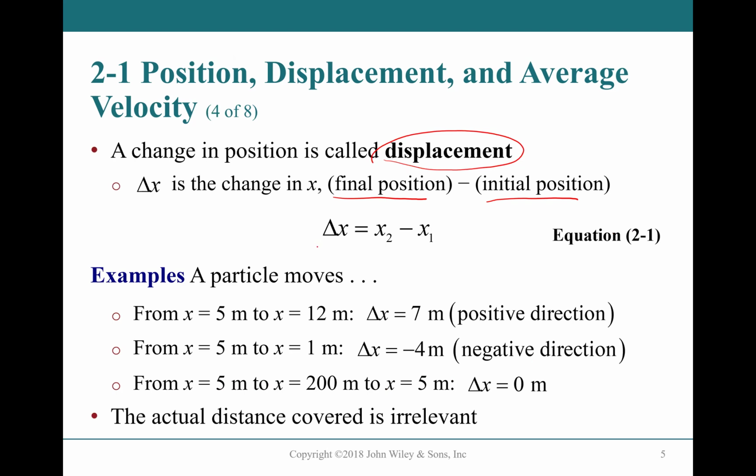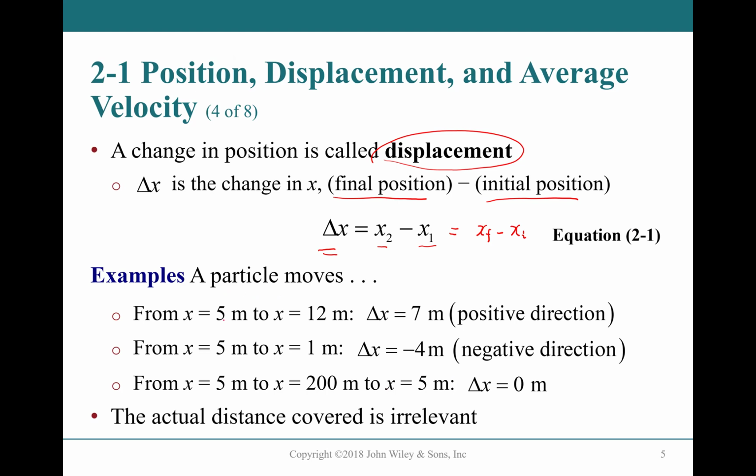And you can see here, delta x will be equal to x2 minus x1. And usually I write it as x final minus x initial. It's all different representations. Okay, it's the same. 2 is final and 1 is initial, and here sub f is final and sub i is initial. It's the same thing. And we have different examples here.